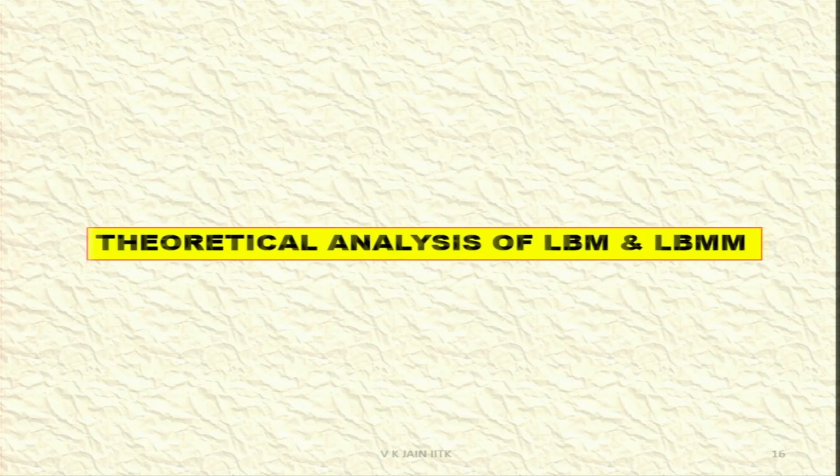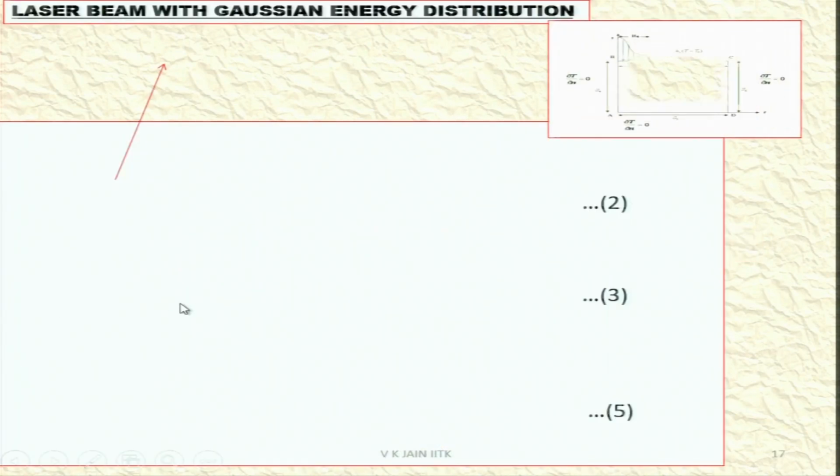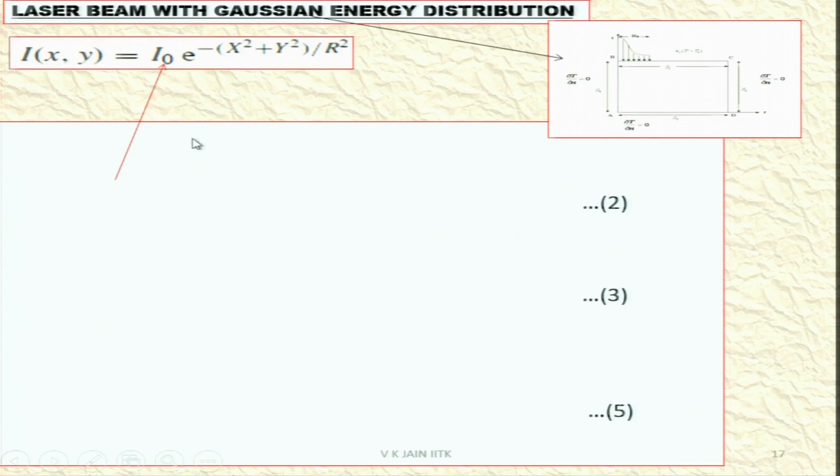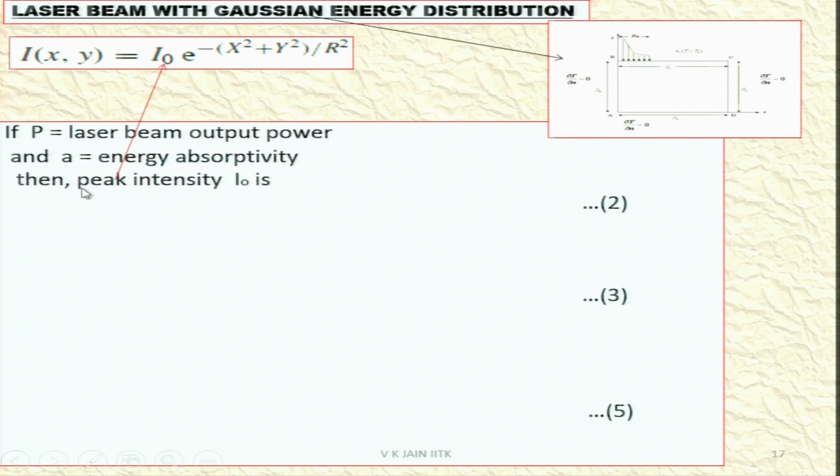Theoretical analysis of laser beam and laser beam micromachining. Laser beam with Gaussian energy distribution. This is the Gaussian distribution of energy. You can see here a peak and then it follows the Gaussian law. I(x, y) = I0 e^(-(x² + y²)/r²). P is the laser pulse or laser beam output power, and A is energy absorptivity.